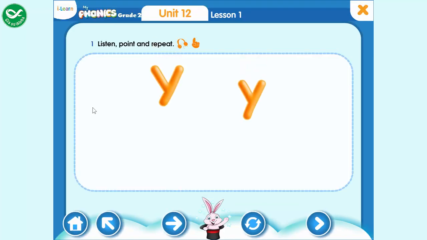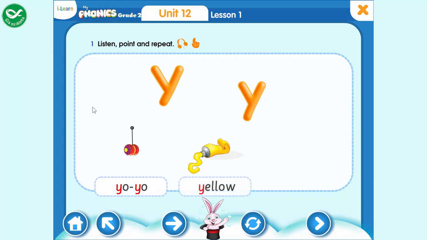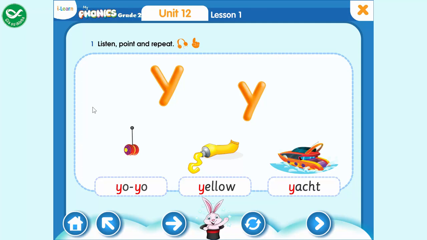This is the letter Y. The letter Y makes the Y sound. Yo-yo. Yellow. Yacht. Yo-yo. Yellow. Yacht. Yo-yo. Yellow. Yacht.